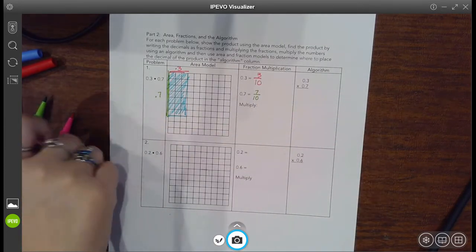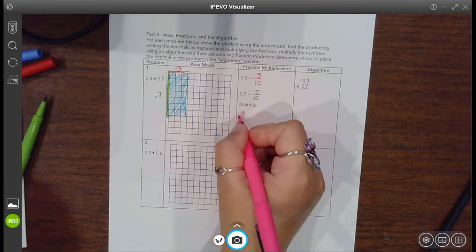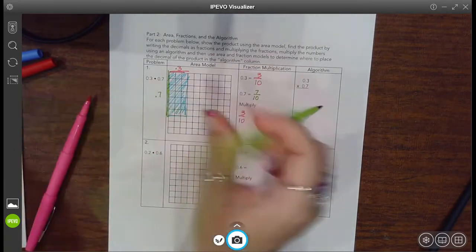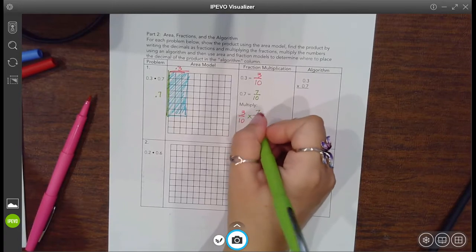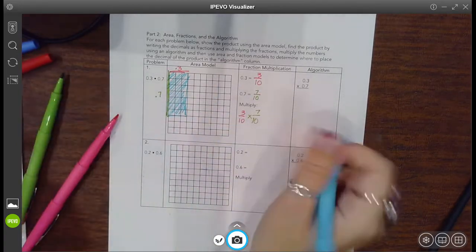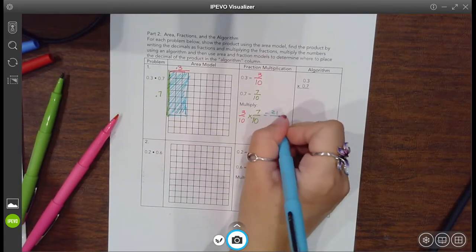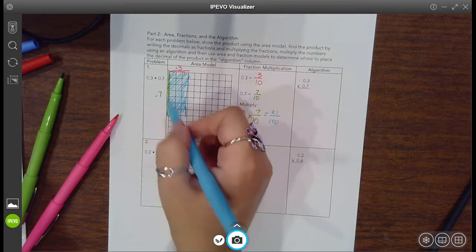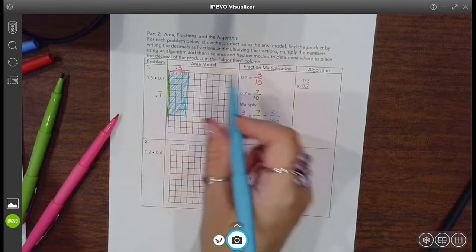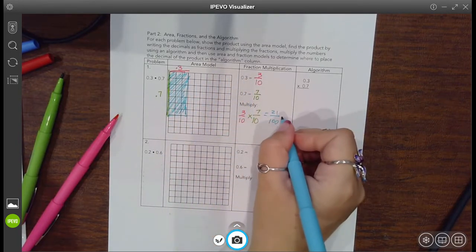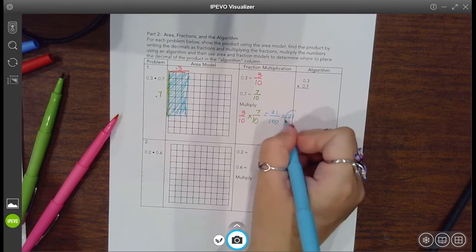Well, 3/10 times 7/10, you get 21 out of 100, which makes sense because we said that this was 21 boxes out of the total 100 boxes. And 21 hundredths is 0.21.